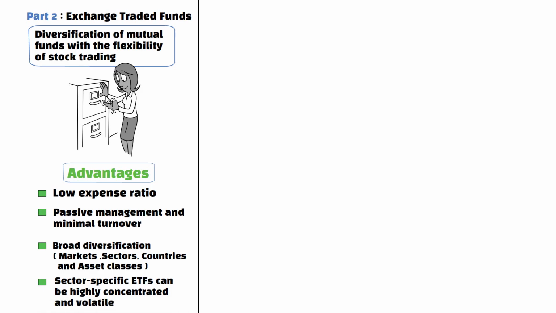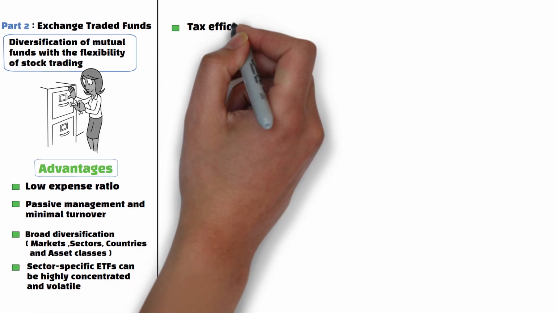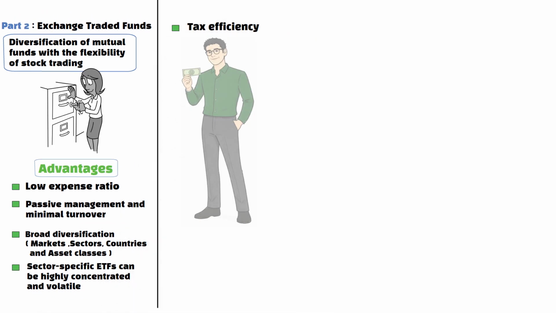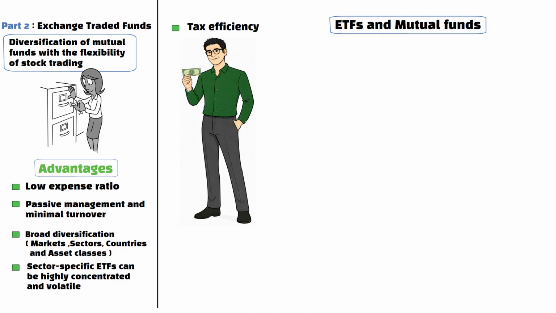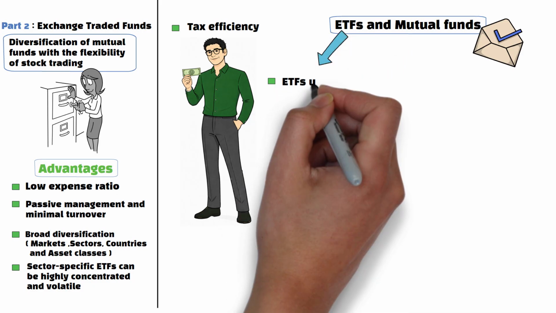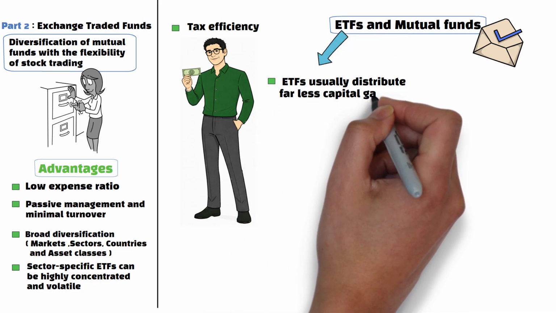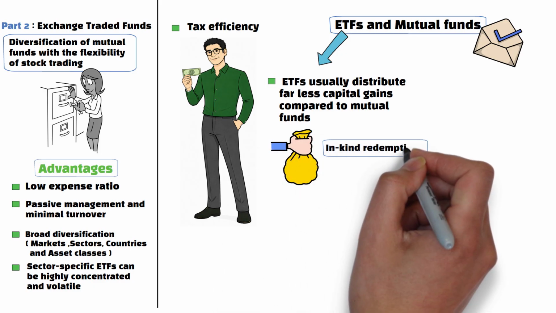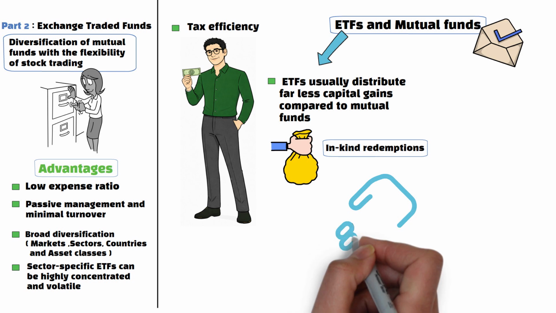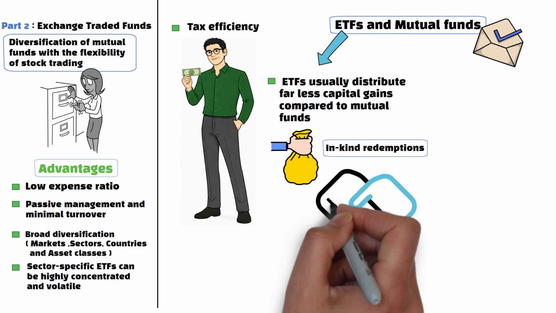Another advantage is tax efficiency. Both ETFs and mutual funds can pass capital gains onto investors each year, which can reduce returns. However, ETFs usually distribute far less capital gains compared to mutual funds. This is mainly because exchange-traded funds use a tax-efficient process called in-kind redemptions when investors close their position. This allows them to meet redemptions without selling securities and triggering taxes.